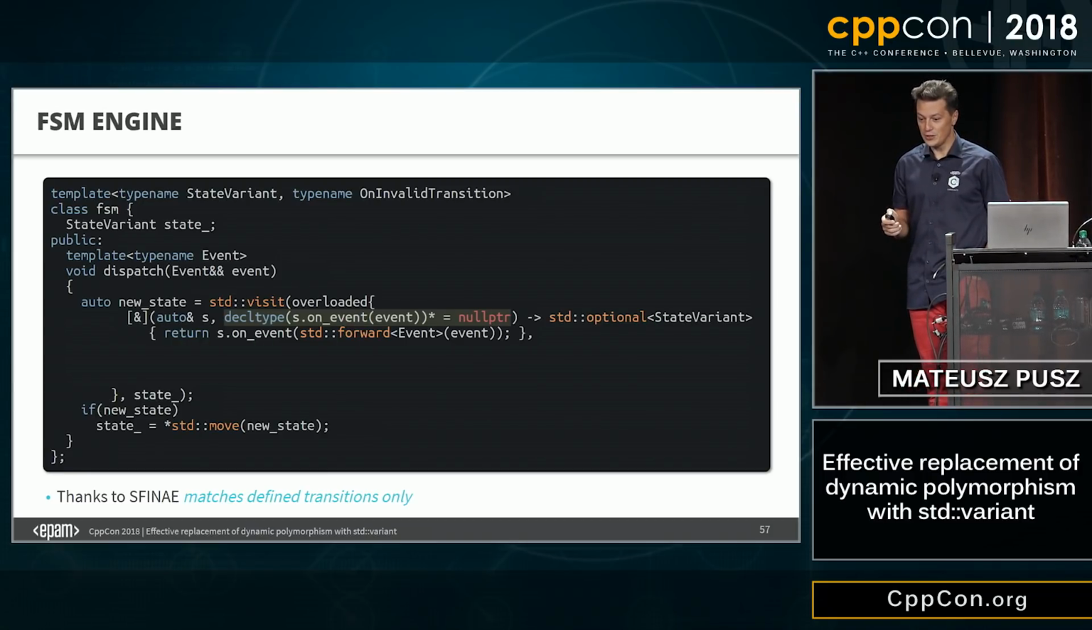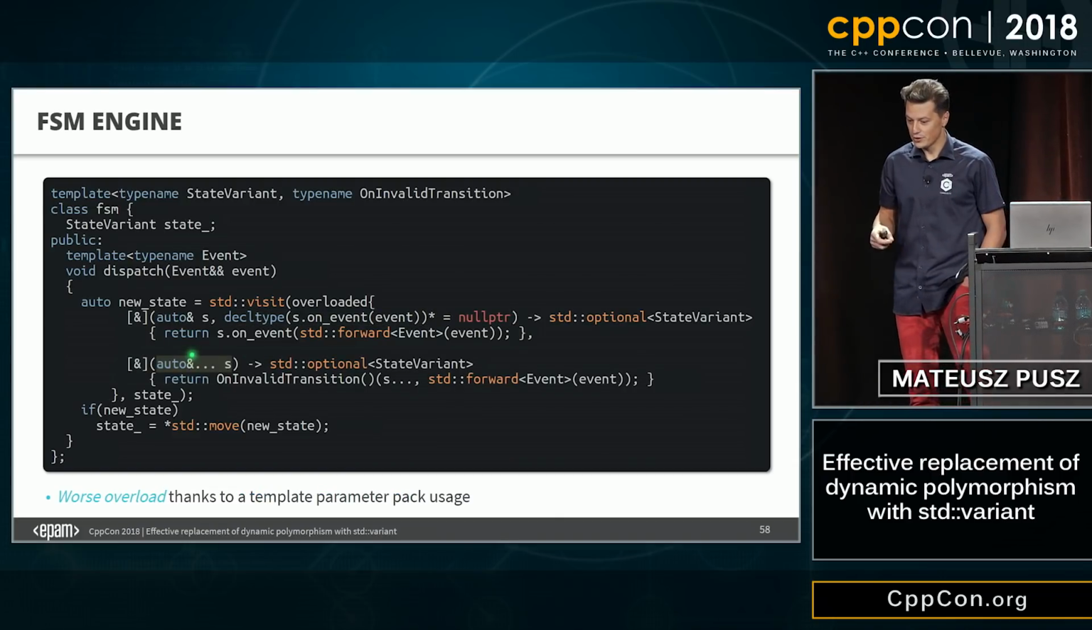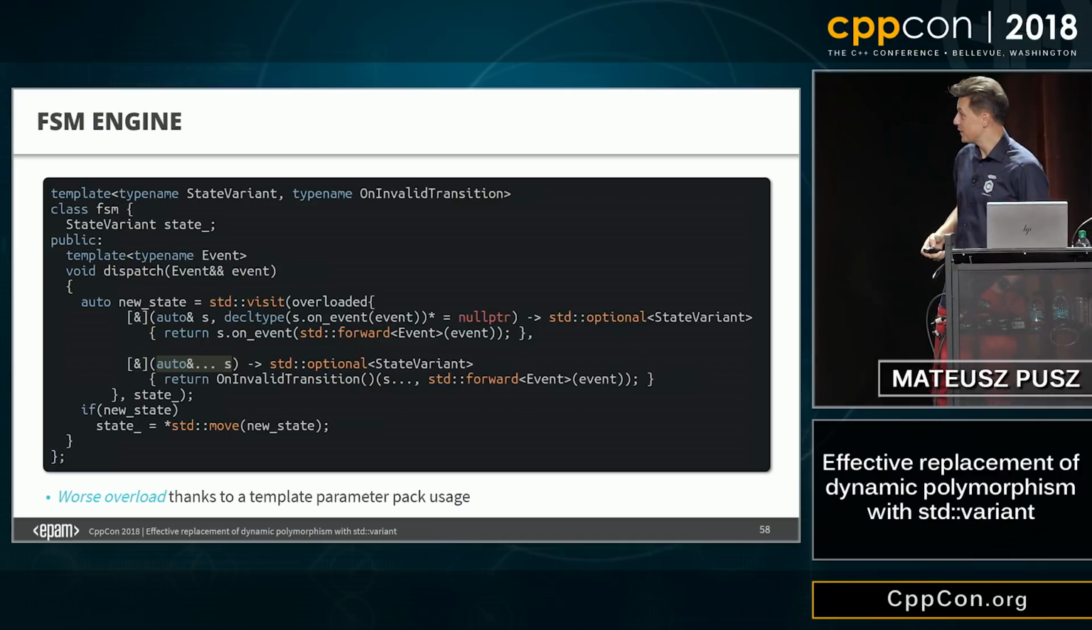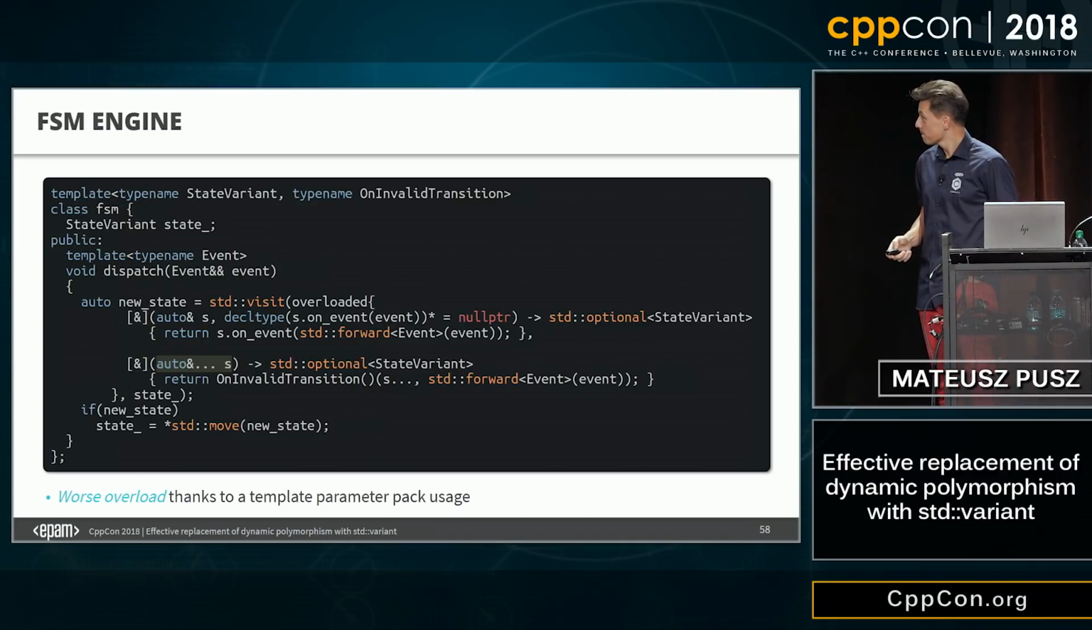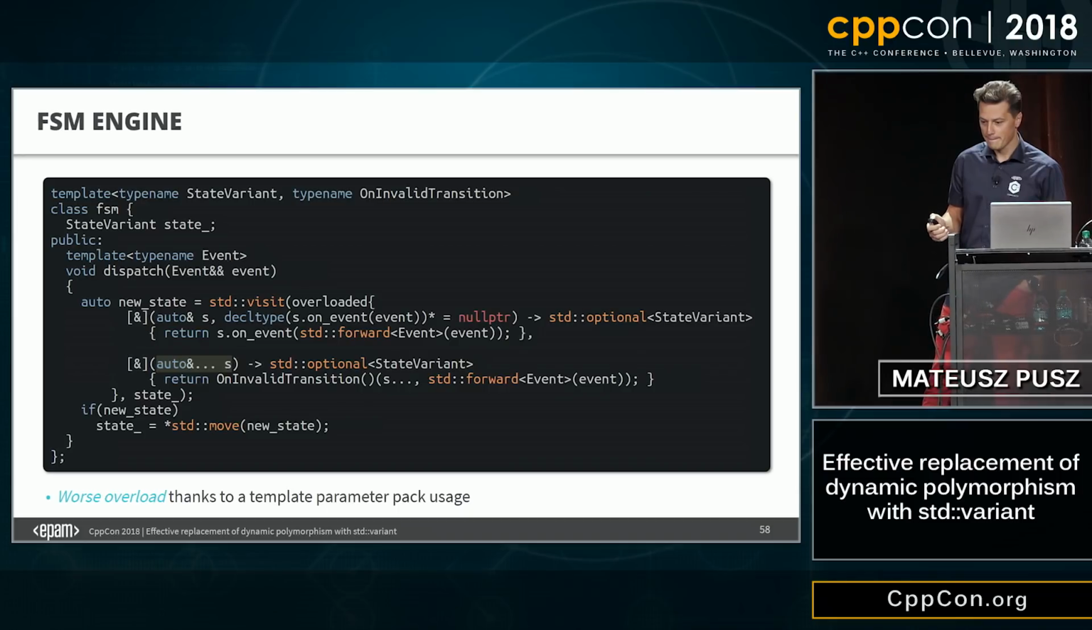In order to handle all the defaults in this case, I have another lambda that is a worse overload because of the template argument parameter pack that calls the policy provided as a template parameter to the Finite State Machine.